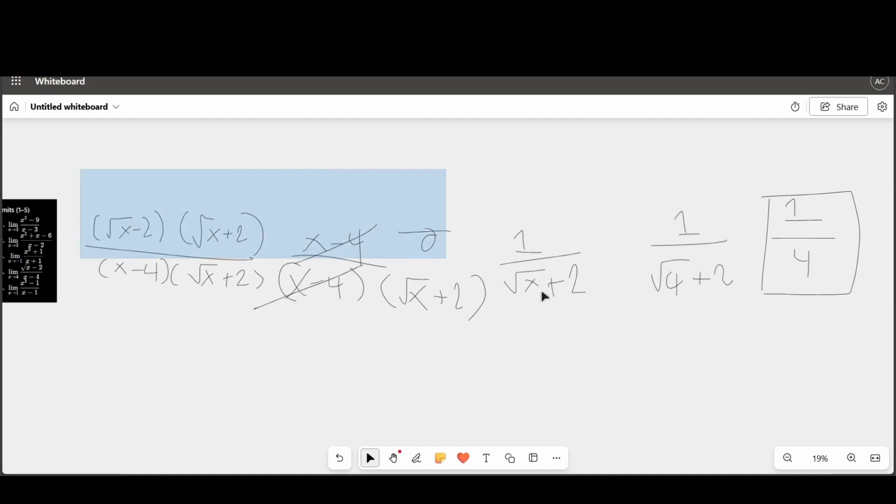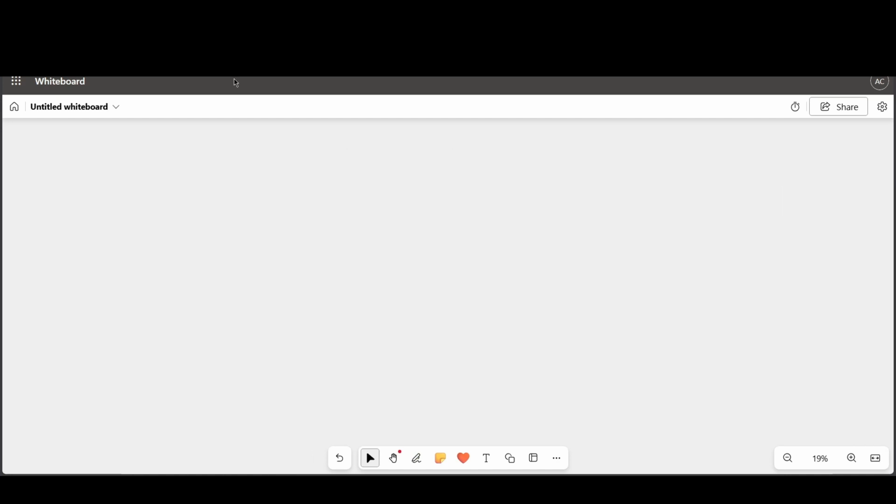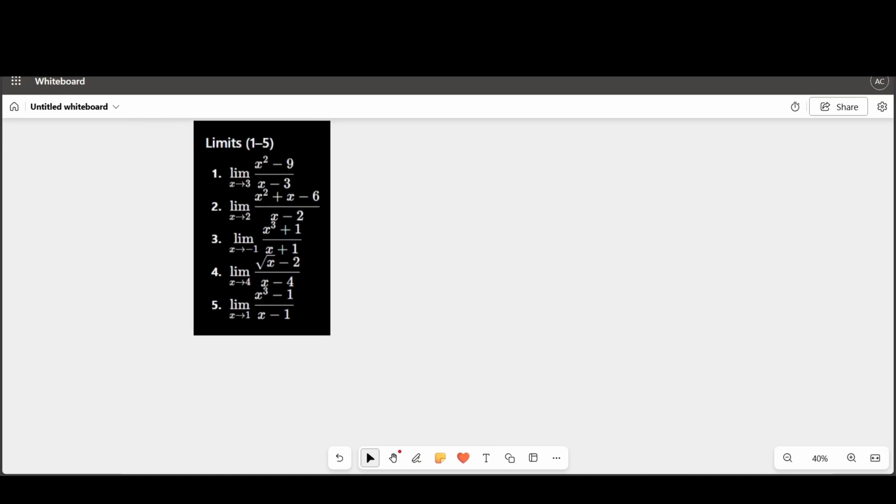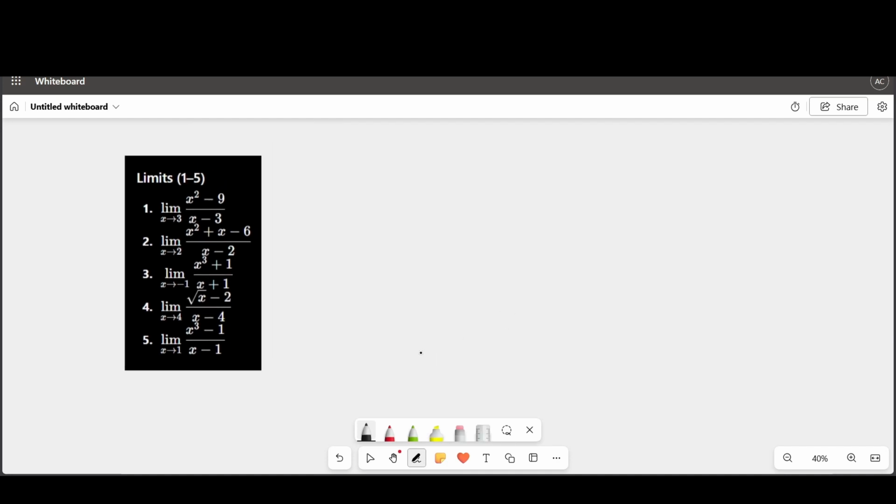Okay, we're getting a quarter. Okay, so that's the final answer for the fourth limitation. So let's go to the fifth number now for the last example of the limitations.